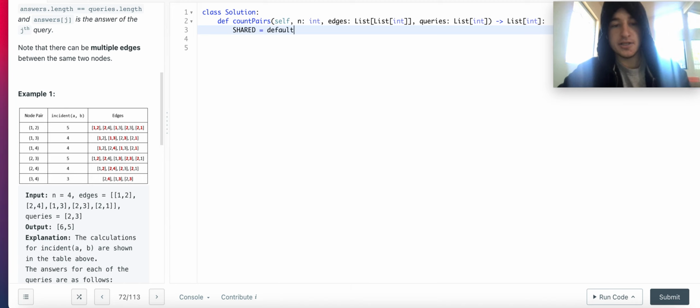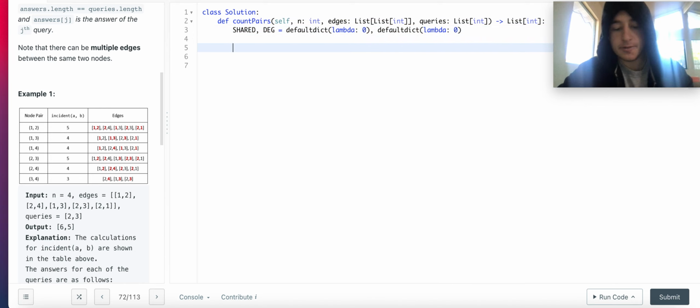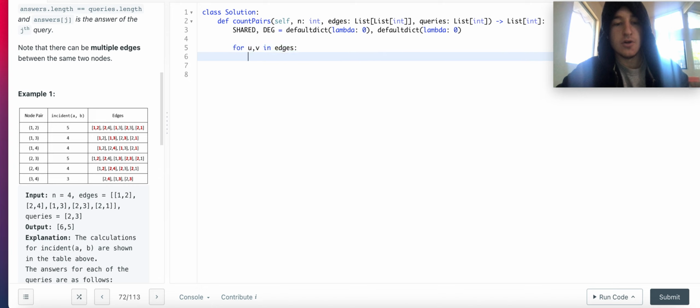All right, so we have this shared thing that I said was a dictionary. We'll make it a default dict and we'll set its initial value to 0. And we also have this degree idea, which we'll make a default dict too. Whatever, it's going to have the same runtime. And then we'll look at each edge in edges. For each edge, that means there's a connection between two vertices.